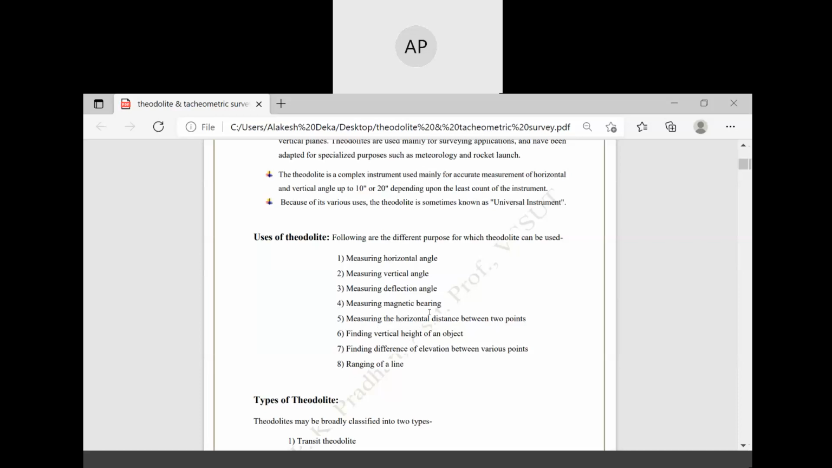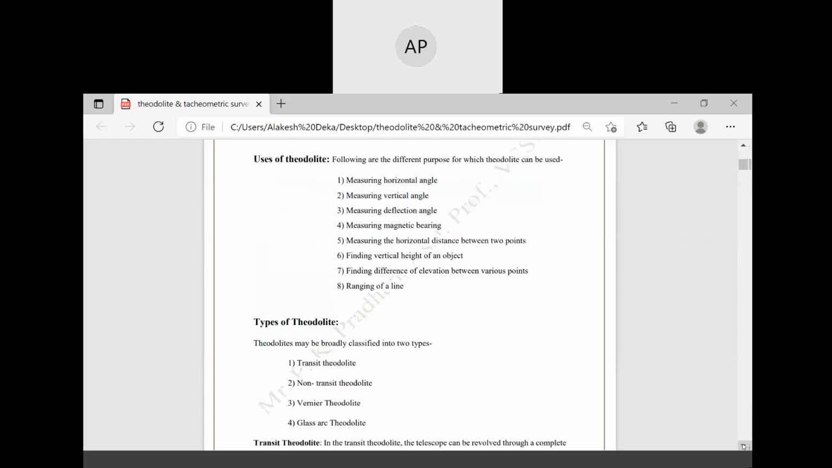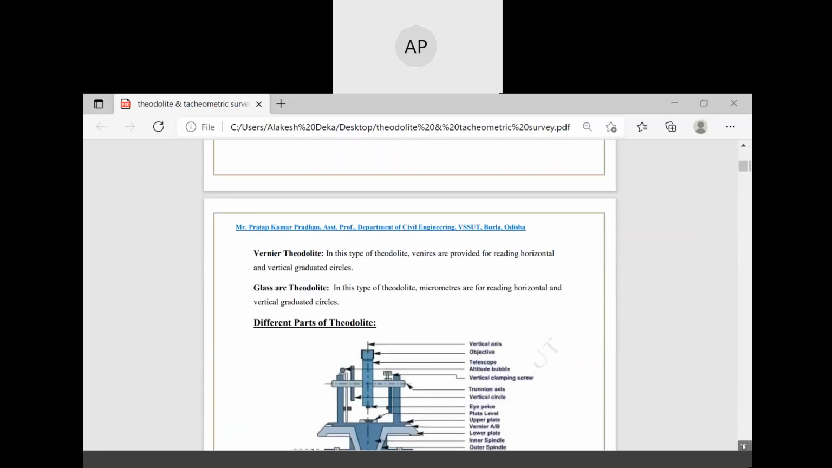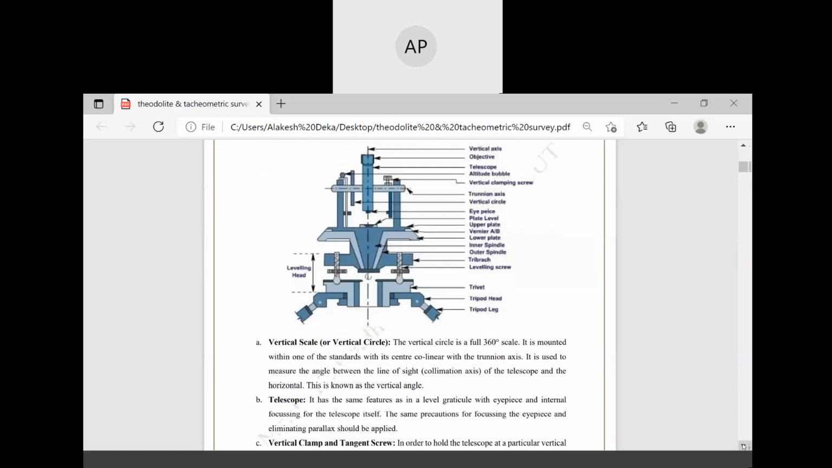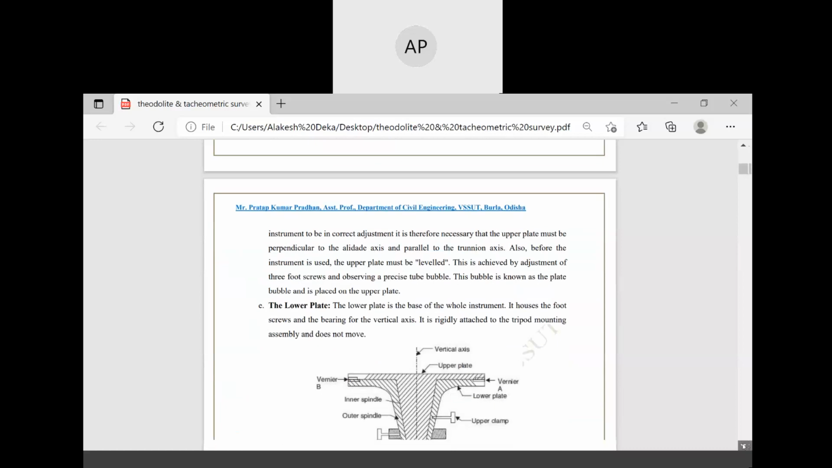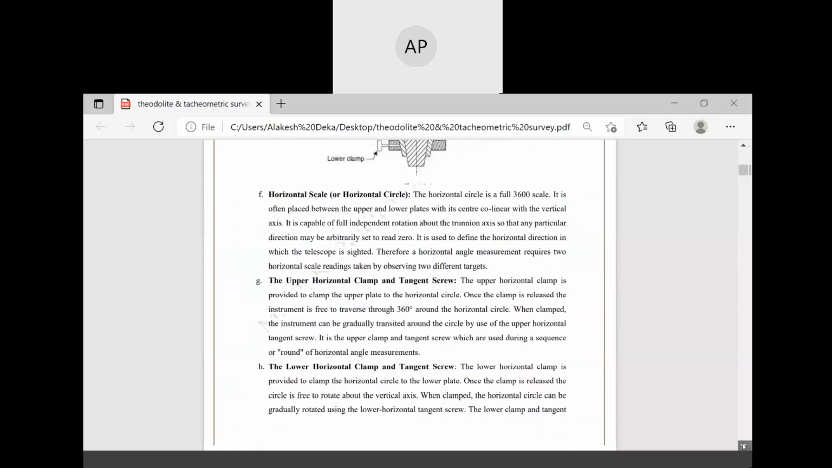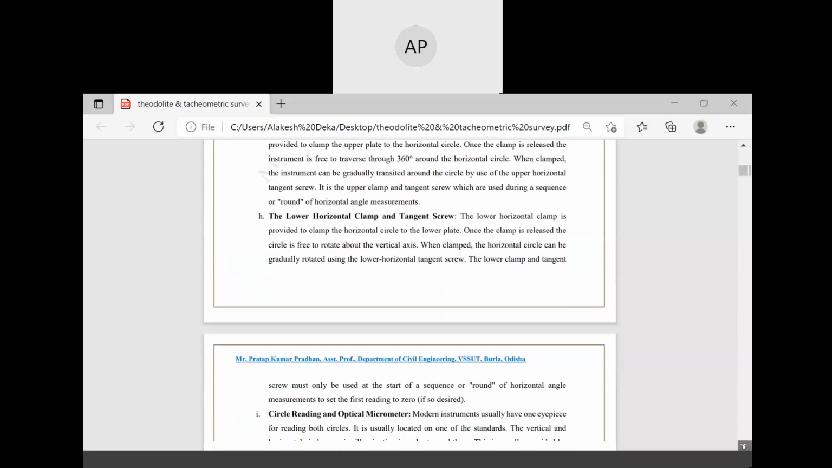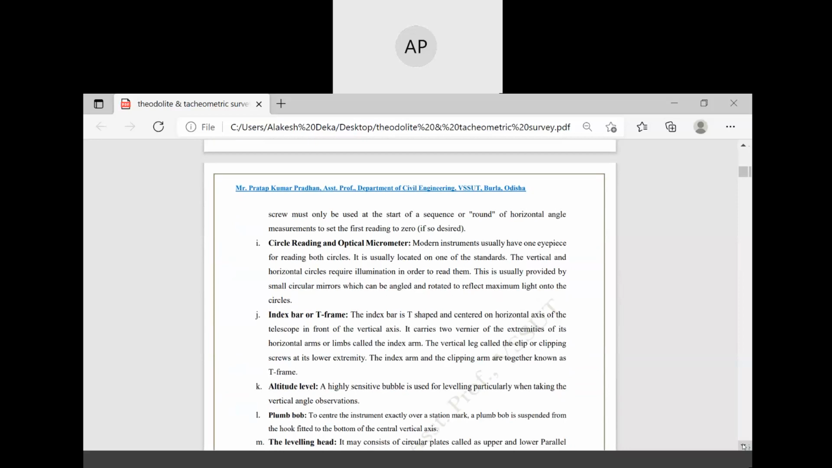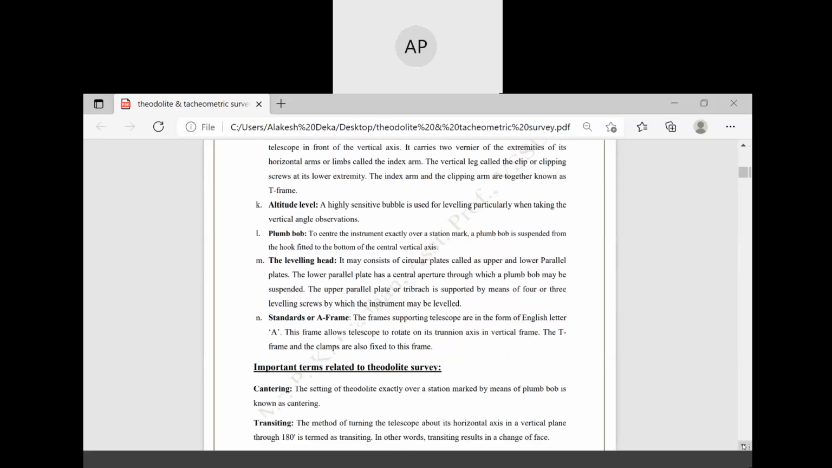Measuring the horizontal distance between the 2 points, finding vertical height of an object, finding difference of elevation between various points, and the ranging of a line. Next, types of theodolite we have discussed, transit and non-transit, isn't it? So these are the different parts of the theodolite. It has vertical scale, telescope, upper plate, lower plate, horizontal scale, upper clamp, lower clamp, circle reading, and optical micrometer, index bar.